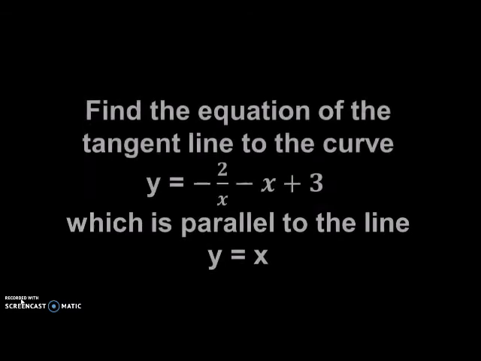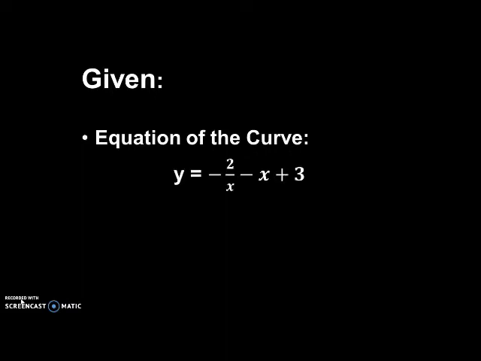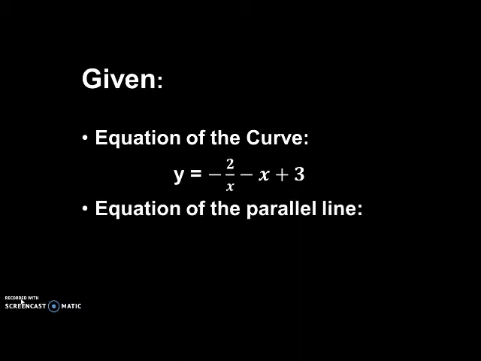Hi, good day. Today, we are given a problem about a tangent line. So here is the problem. Find the equation of the tangent line to the curve which is parallel to the line y is equal to x. So the given are the equation of the curve, which is y is equal to negative 2 over x minus x plus 3, and the equation of the parallel line, which is y is equal to x.